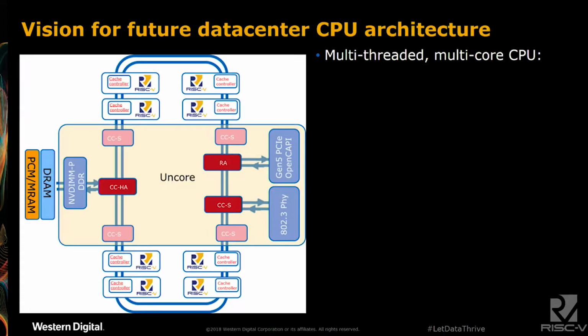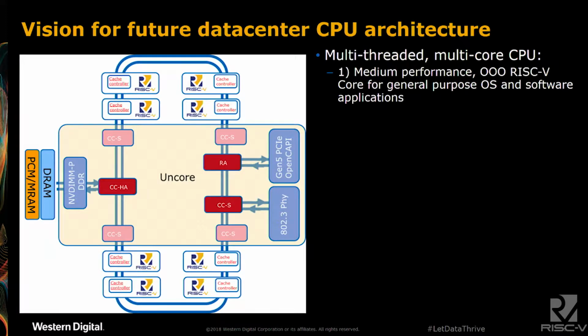So what is the vision of the RISC-V open architecture data center CPU? We would like to share what our vision is. We still see the general purpose CPU being important, but a little bit different than where it is today. It still needs to be a multi-threaded, multi-core CPU.